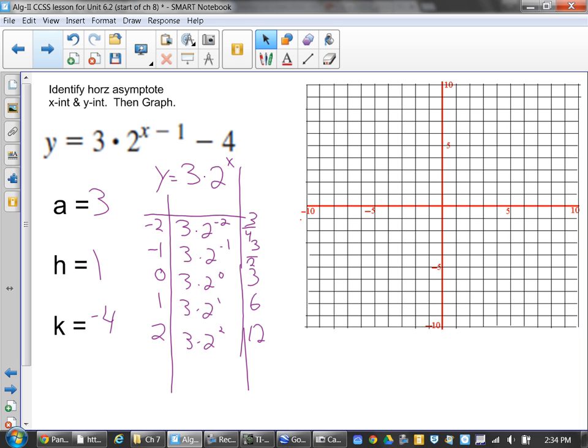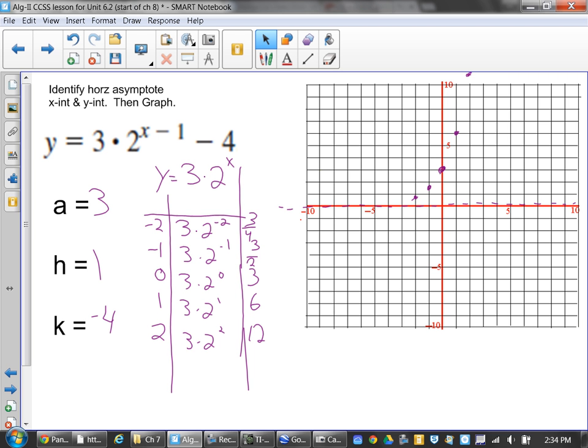Yeah. So now, on the parent graph, where's the horizontal asymptote? 0. The horizontal asymptote for the parent function is still y equals 0. I plot these sets of ordered pairs: (-2, 3/4), (-1, 3/2), (0, 3), (1, 6), (2, 12). I just have to move it off my graph.